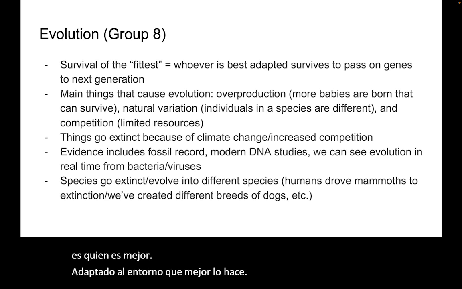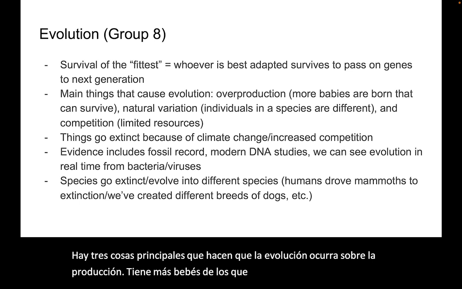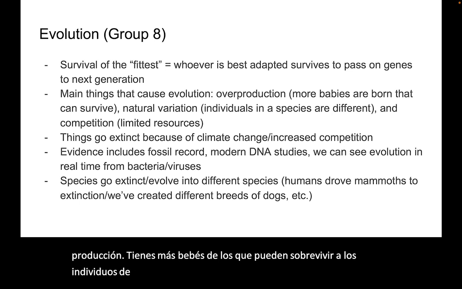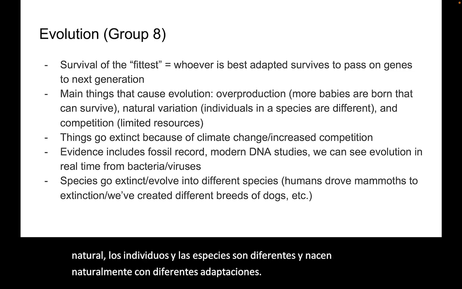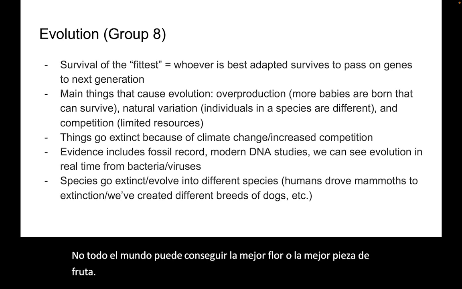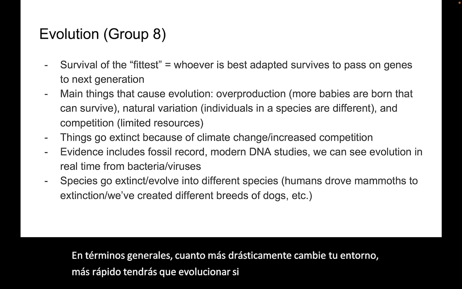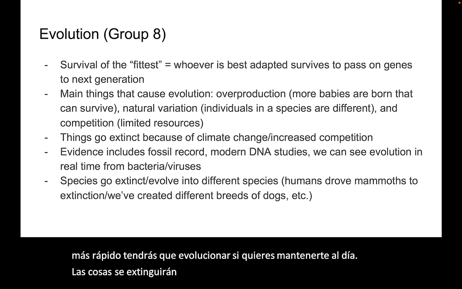There are three main things that cause evolution to happen. Overproduction, you have more babies than can survive. Natural variation, individuals in a species are different and naturally born with different adaptations. And then you have competition, not everyone can get the best flower or the best piece of fruit. Generally speaking, the more drastically your environment changes, the faster you have to evolve if you want to keep up. Things will go extinct because of drastic climate change or increased competition.